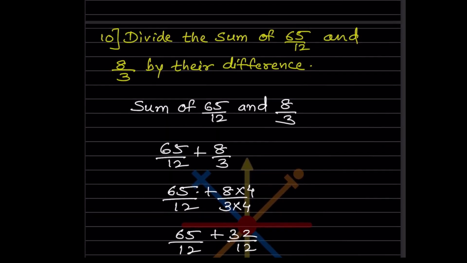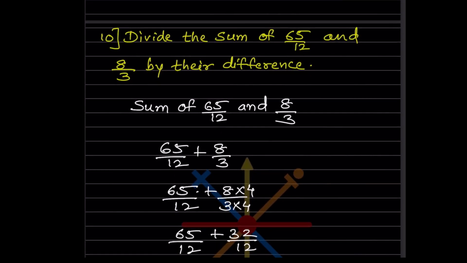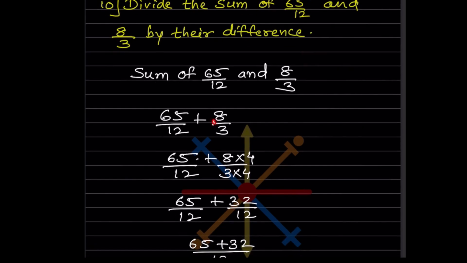Again here is the same, but there was a product here. So here it says, divide the sum of these two numbers by the difference of these two numbers, and then later on you are going to divide it. The sum is given here, so you are going to add it. So the LCM here is 12.